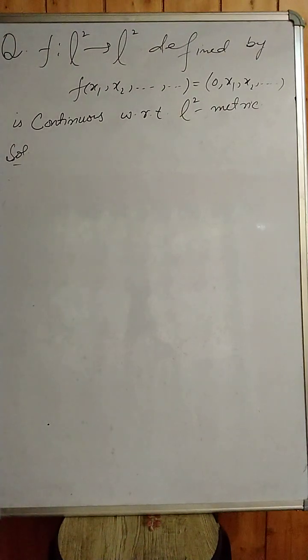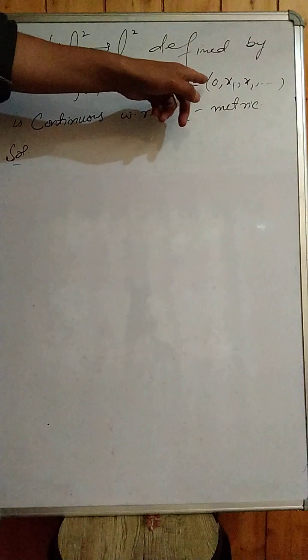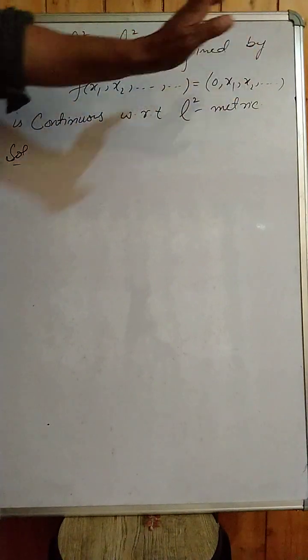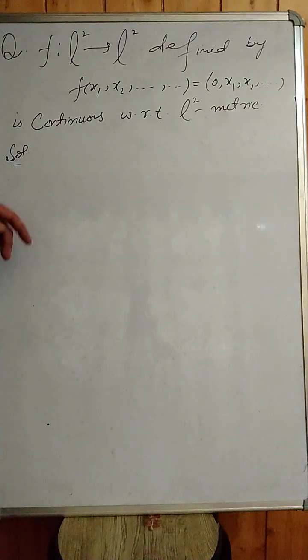In this video, I will try to prove that a function from L2 to L2 defined by f of (x1, x2, and so on) equal to (0, x1, x2, and so on), that means this vector has been shifted towards the right, is continuous with respect to the L2 metric. So let us go through the sequential approach of continuity.